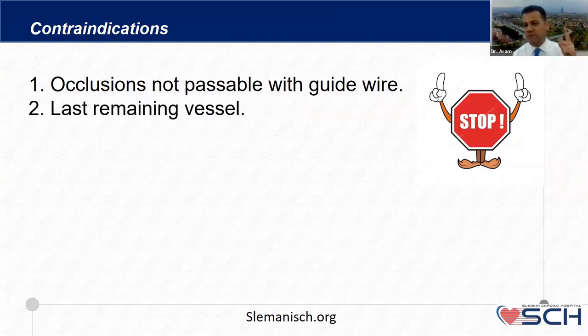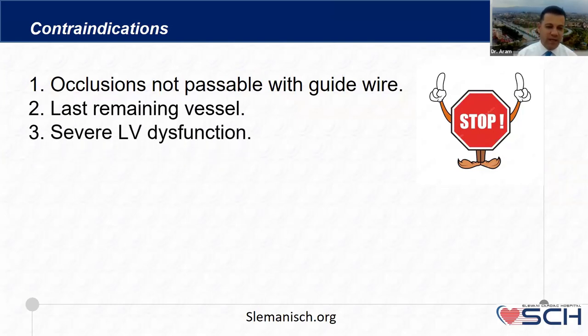If you have only one vessel, for instance, the LAD has tight lesions, the circumflex is totally occluded, the right coronary artery is occluded, and you only have the LAD, do not use a rotablator, because we know that the complication rate of rotational atherectomy is higher than traditional PCI. So it's well known that if you have the last remaining vessel, do not go with rotablator. If you have severe LV dysfunction, do not do it.